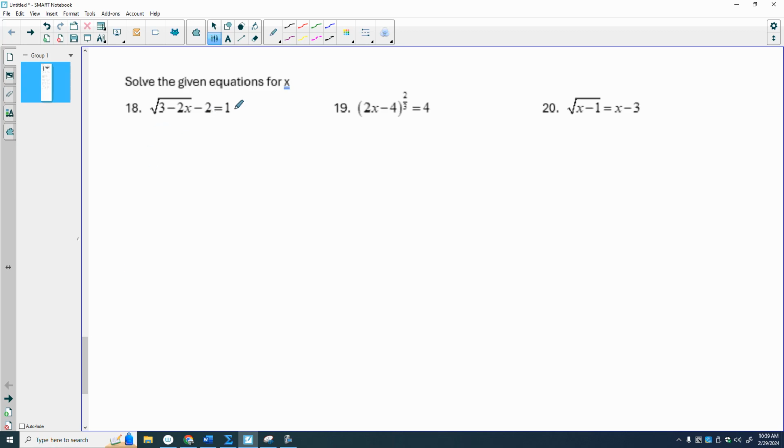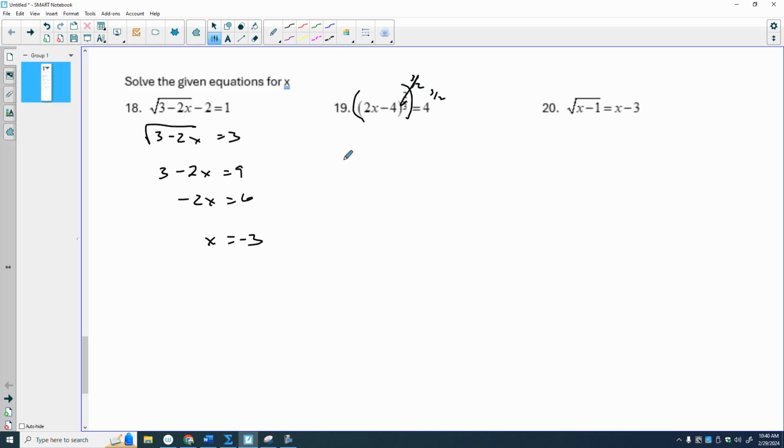Solve. So we're going to isolate the radical. So we're going to add 2. Square both sides to get rid of the radical. Subtract 3. Divide by negative 2. Isolate the radical. Done. Or isolate the term that has the exponent. It's done. Raise both sides to the reciprocal power.